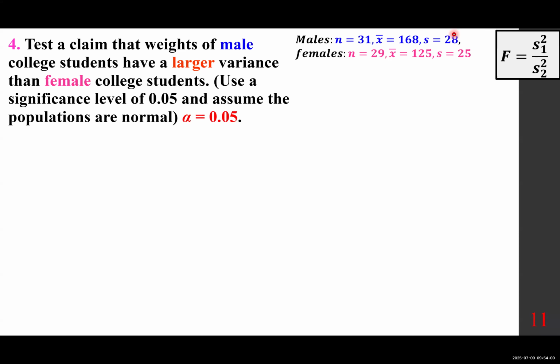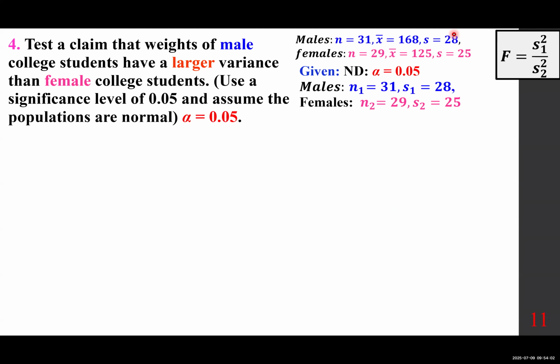Okay? So we are going to write normal distribution because they said so. Alpha is 0.01. For males, we're going to write N1 and S1. For females, we're going to write N2 and S2. So first pay attention to this. It so happened the first group has a larger standard deviation. Stick with that.